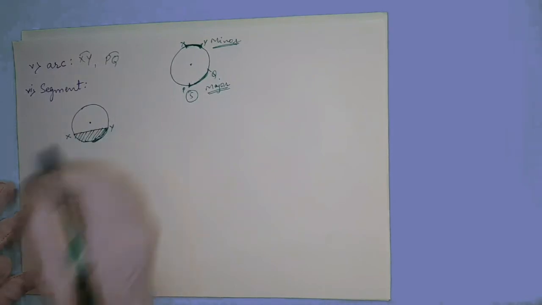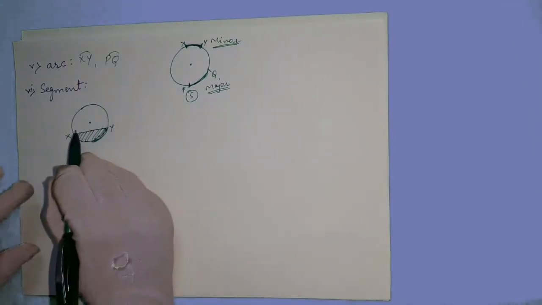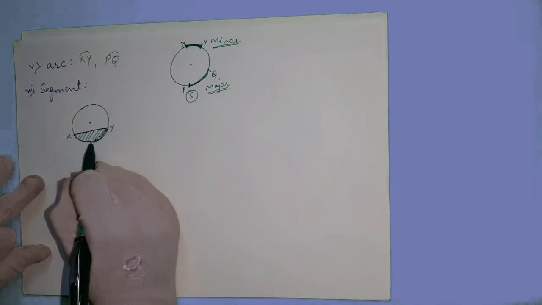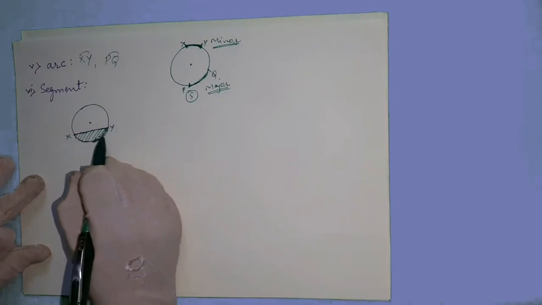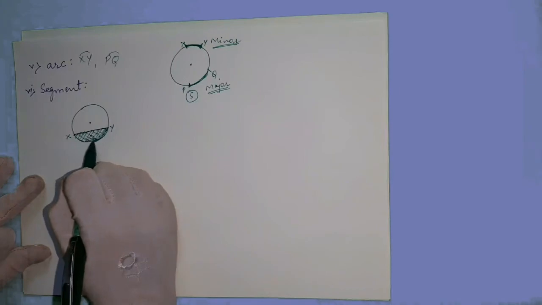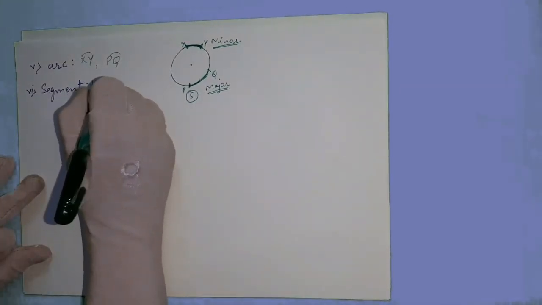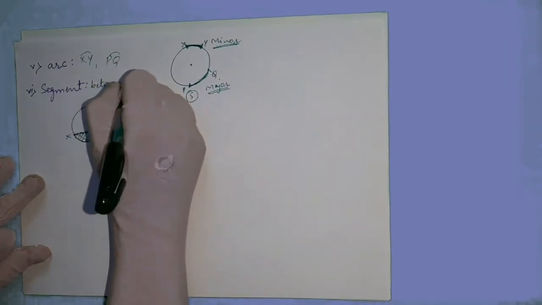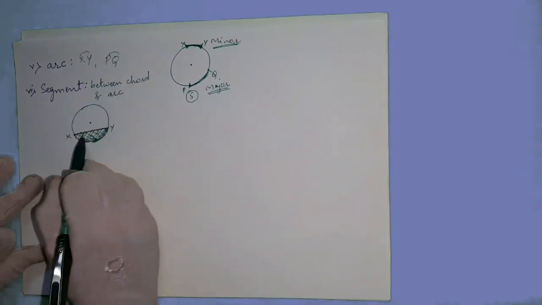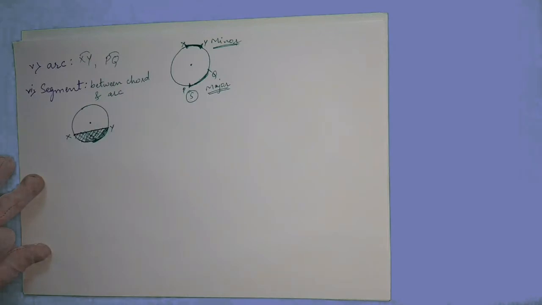So what is the definition of the segment? It is the region between a chord. XY is a chord, a line, and this is the part of the circle, so the area between these two is called a segment. So what you have to say again, segment is nothing but the region between chord and arc. The region in between the chord and arc is called a segment.